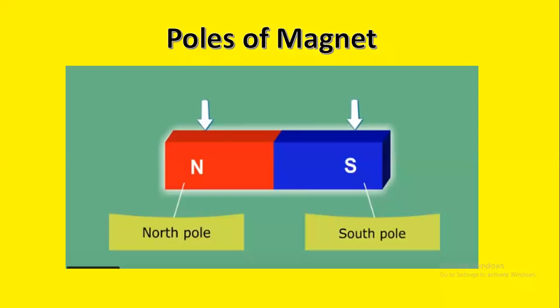Now, children, the interesting part of the lesson, as well as the most amazing thing about magnets: poles of a magnet. Now coming to the poles. Poles of the magnet are located at the ends. You can see the ends of the magnet here. These ends are termed South Pole and North Pole.